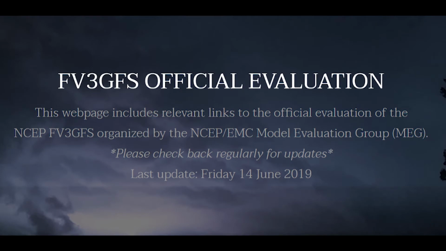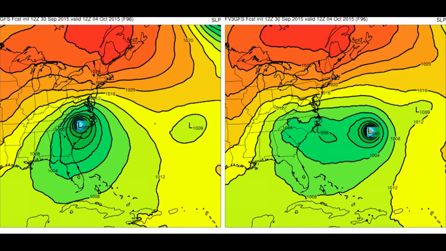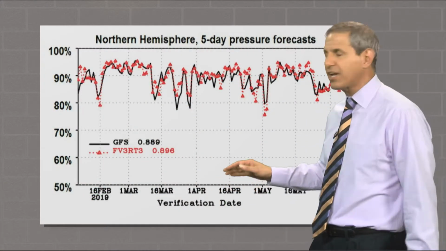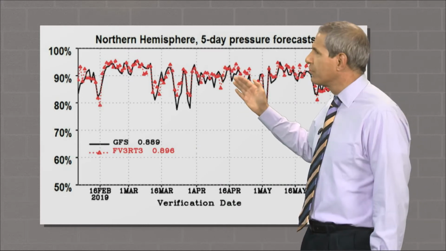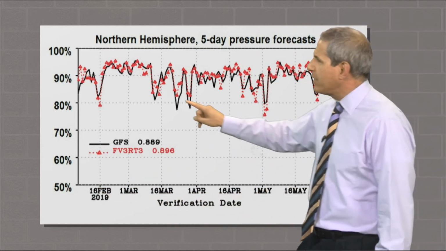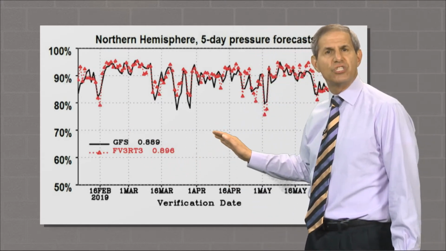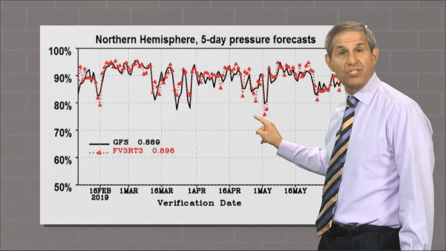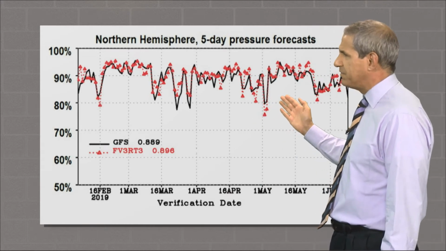So, is FV3 an improvement? The short answer is modestly. The evolving FV3 has been run alongside the original GFS for more than 3 years. And here's a slice of that evaluation, a comparison of the accuracy of 5-day forecasts of pressure up around 20,000 feet for the Northern Hemisphere, for each day going back to February 1st. Now here, 100% would be a perfect forecast. The black line shows the accuracy of the original GFS. The red triangles and dashed red line plot the accuracy of FV3.